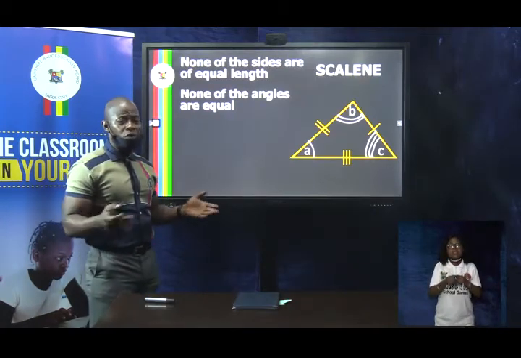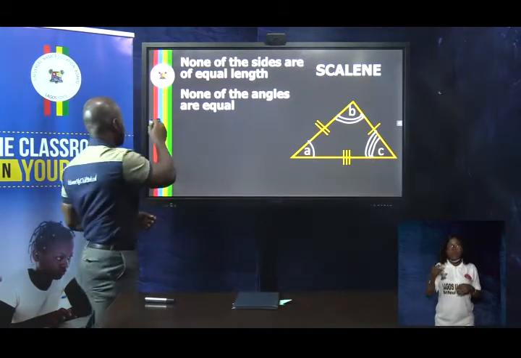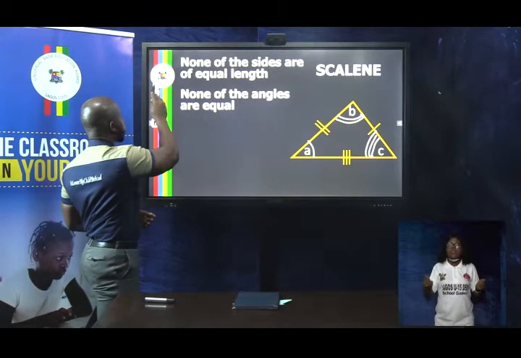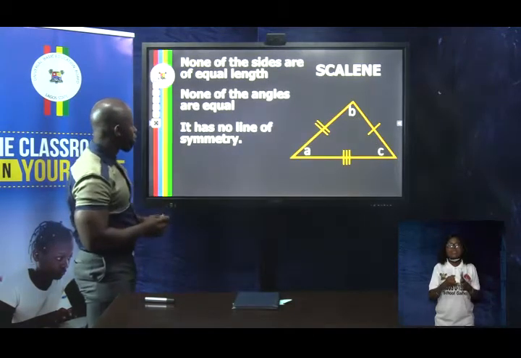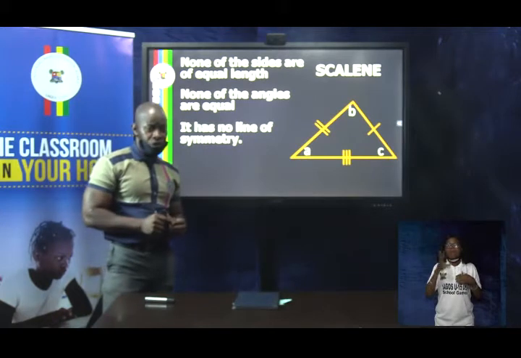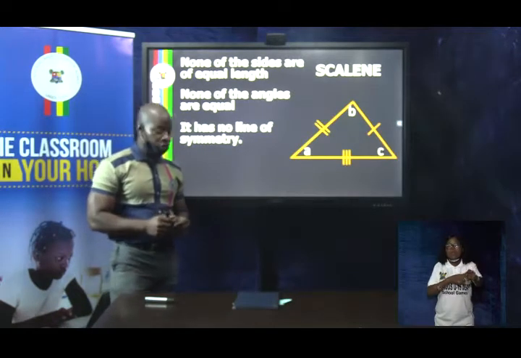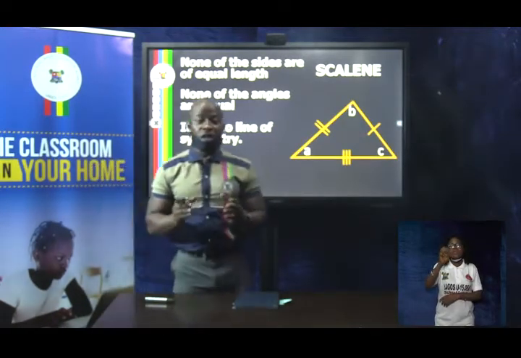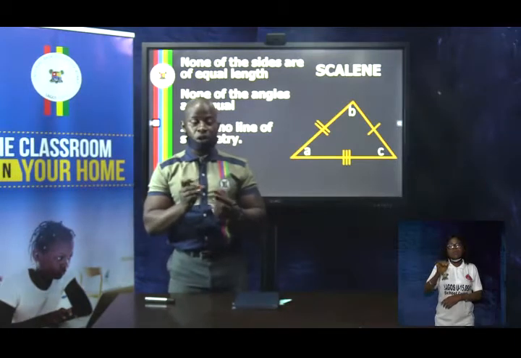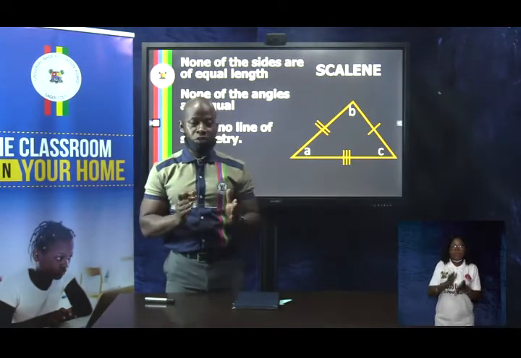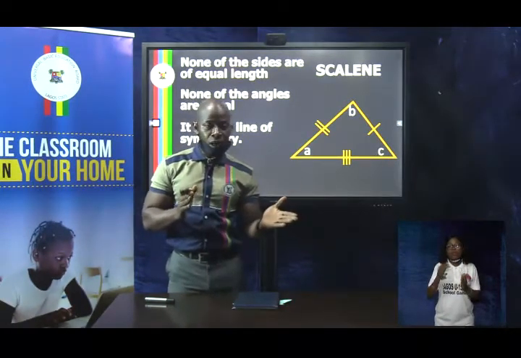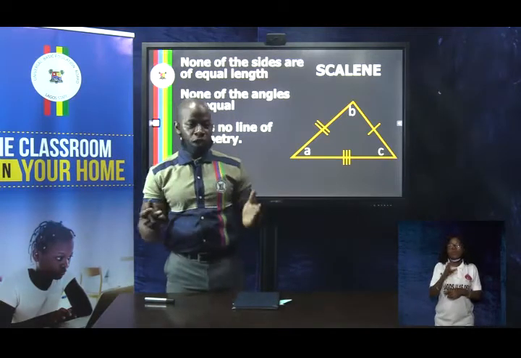None of the sides are equal. Very easy to remember that for a scalene triangle. Let's see the next. It has no line of symmetry. What is a line of symmetry? A line of symmetry is a line along a plane shape, a line along which you fold a plane shape so that one part will cover the other part and there will be no leftover.